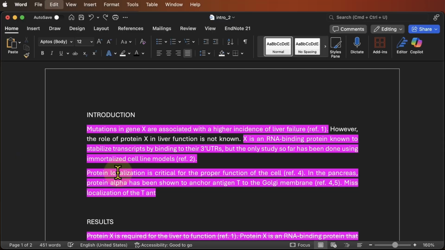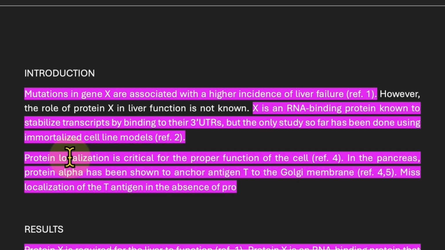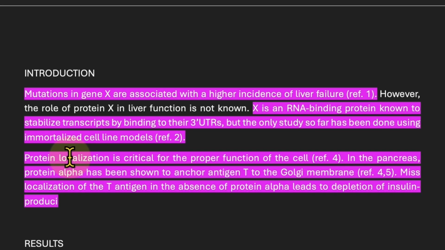Note that this is all the information that will be required to know to explain each of the panels, so we are making sure that whatever we use to explain the panels appears here in the introduction. And then we can go into mislocalization of T antigen in the absence of protein alpha leads to the depletion of insulin producing cells in the pancreas, and we give here the references.